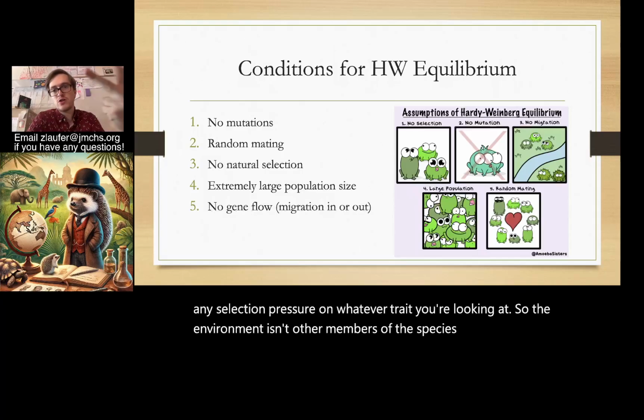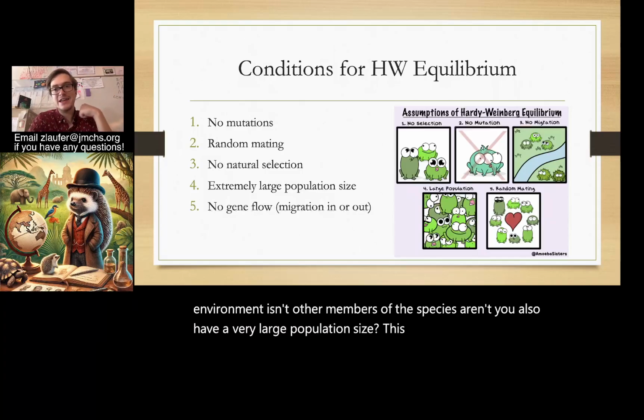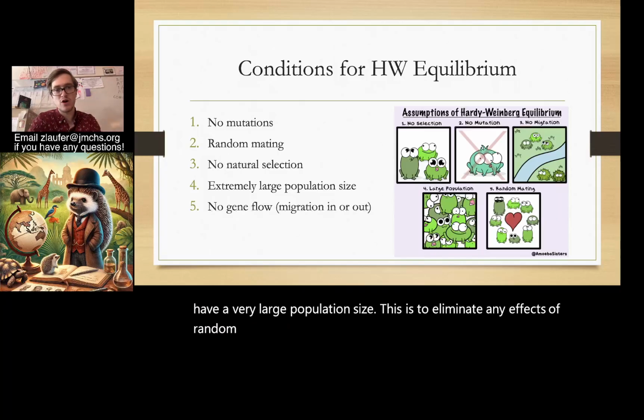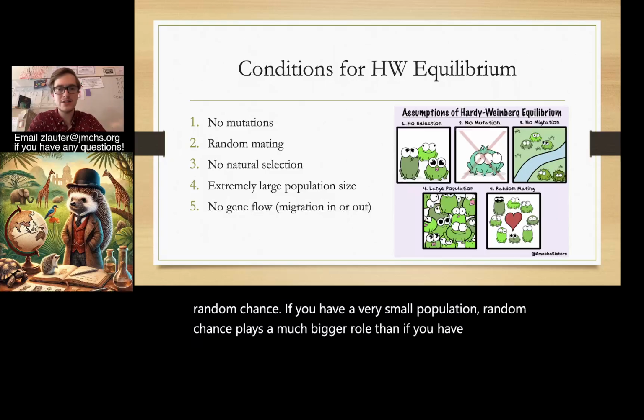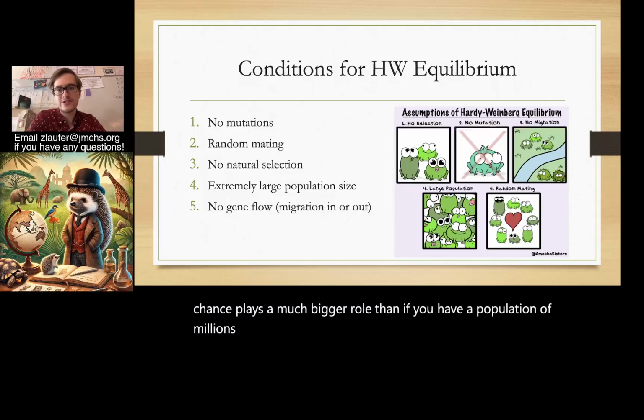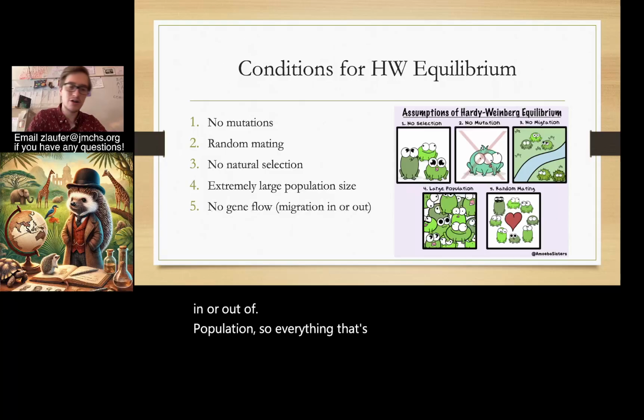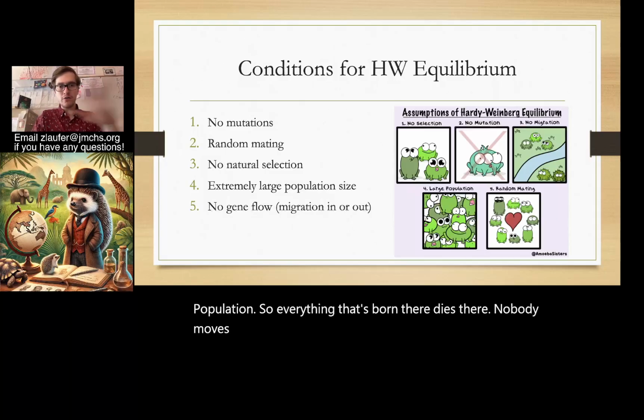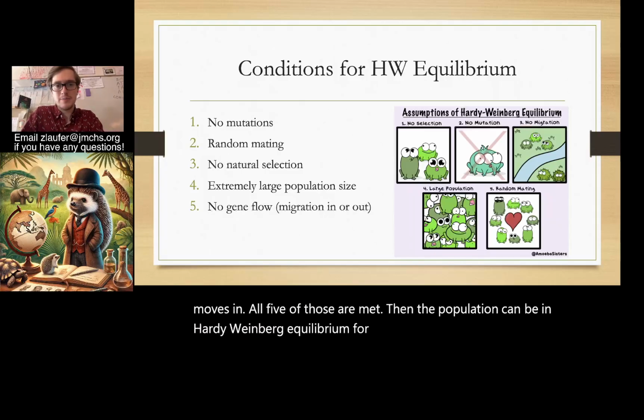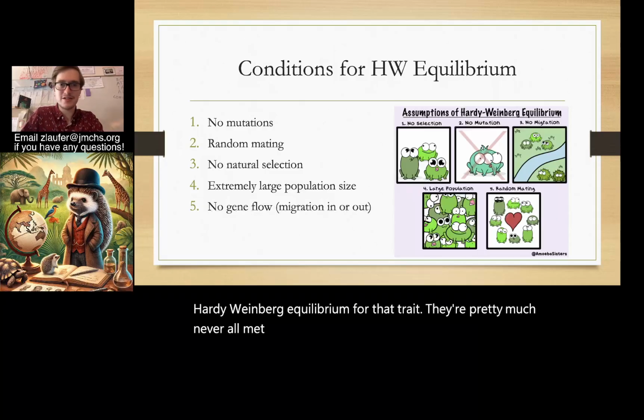You also have a very large population size. This is to eliminate any effects of random chance. If you have a very small population, random chance plays a much bigger role than if you have a population of millions. And then lastly, there is no gene flow, aka no migration in or out of the population. So everything that's born there dies there, nobody moves in. If all 5 of those are met, then the population can be in Hardy-Weinberg equilibrium for that trait. They're pretty much never all met, but we pretend.